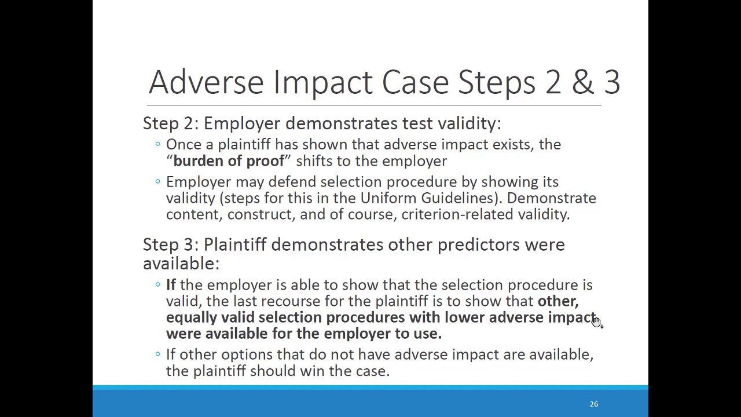So this gave you an overview of legal issues in hiring and selection, and specifically around adverse impact and disparate treatment.